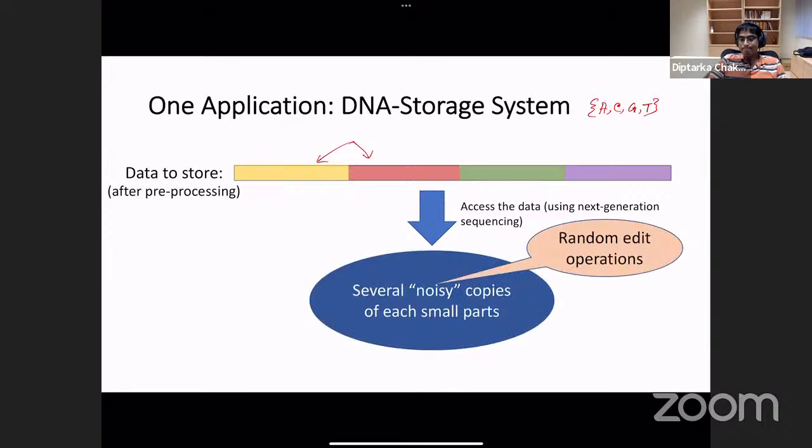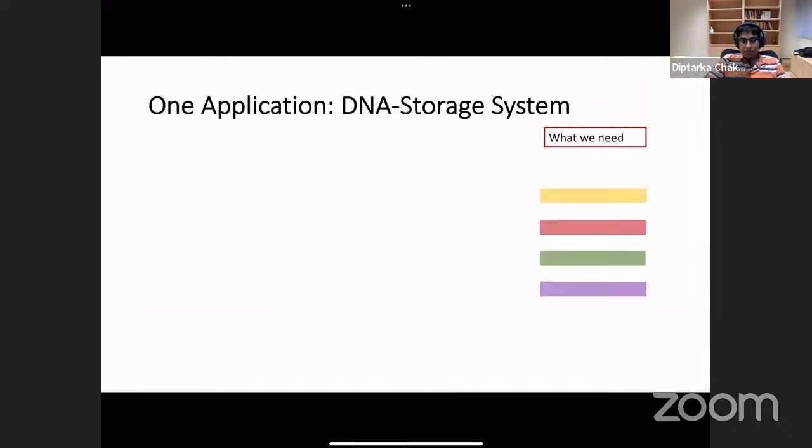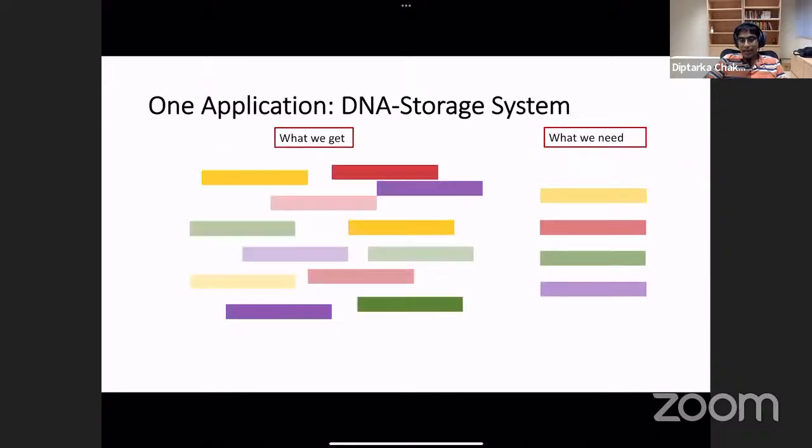So essentially, instead of getting each of the blocks correctly, we will see some noisy copies of them. When I ask for the whole data, for each part I will get some noisy copy, and they are all intermixed. And this noise is essentially random edit operations. Let's see it pictorially. These are the data that I want to retrieve back from the DNA storage system. But essentially what I get is noisy copies. For example, for the yellow, I get maybe 3 noisy copies, and then red, purple, and green. So now the question is, how do I get back the original data?